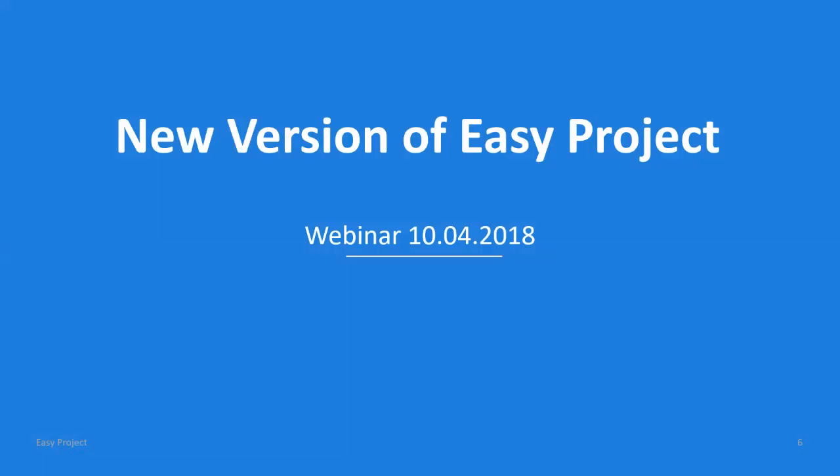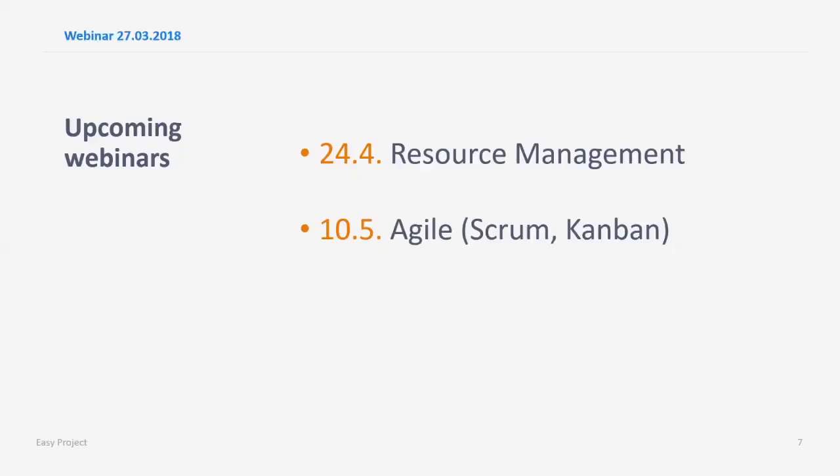And I would like to share with you 2 more dates for the upcoming webinars, which is 24th of April, where we will be talking about resource management. And then our first webinar in May will be about agile methodologies, such as Scrum and Kanban, how to set them up and how to work with them, and what they are available for, and what kind of projects to use them for.